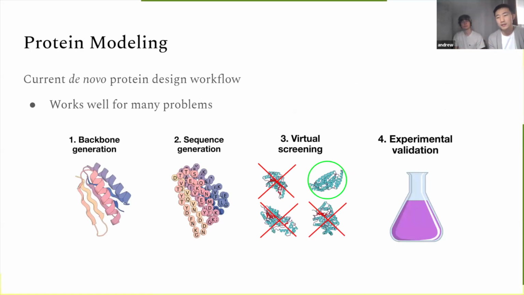Traditionally, this is the workflow for how it's been done. First, you start off by designing the structure in a de novo way, and then the sequence can be generated, conditioned on that structure. The last two steps, virtual screening and experimental validation, are standard steps where we currently use tools like AlphaFold 2 or ESMFold to pick out the structures and proteins that we like, and then send them to the wet lab, because that's a costly endeavor.